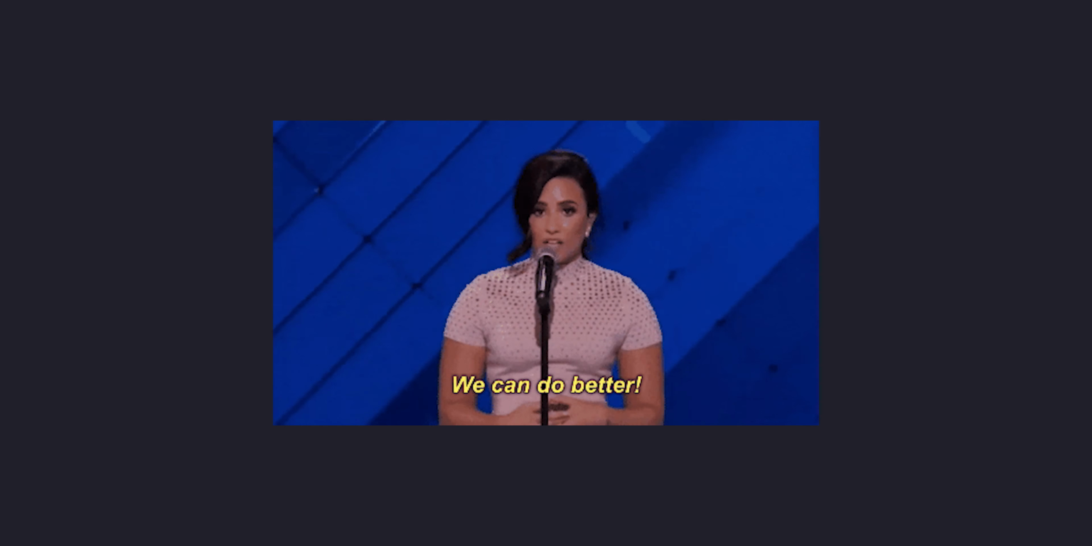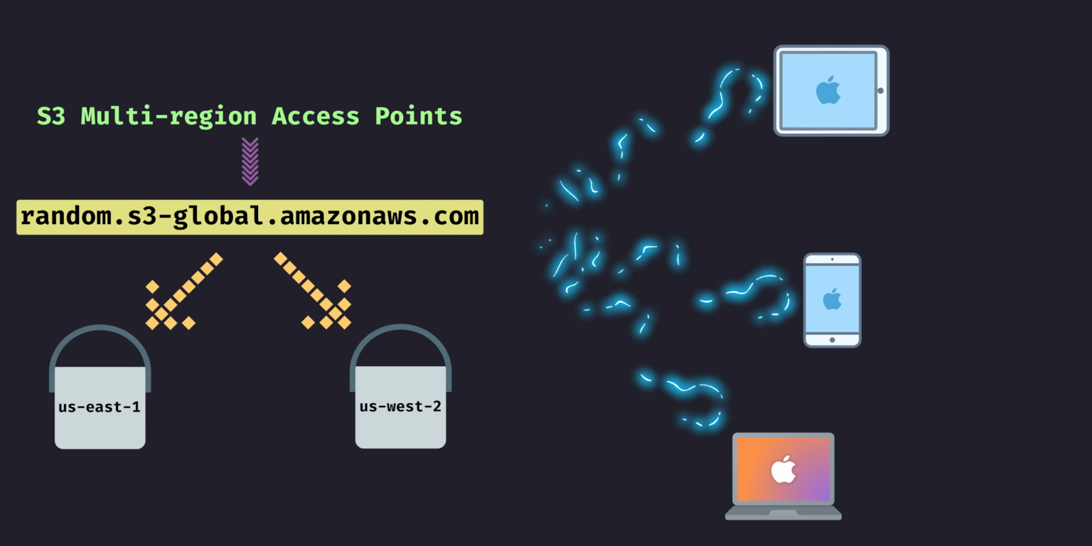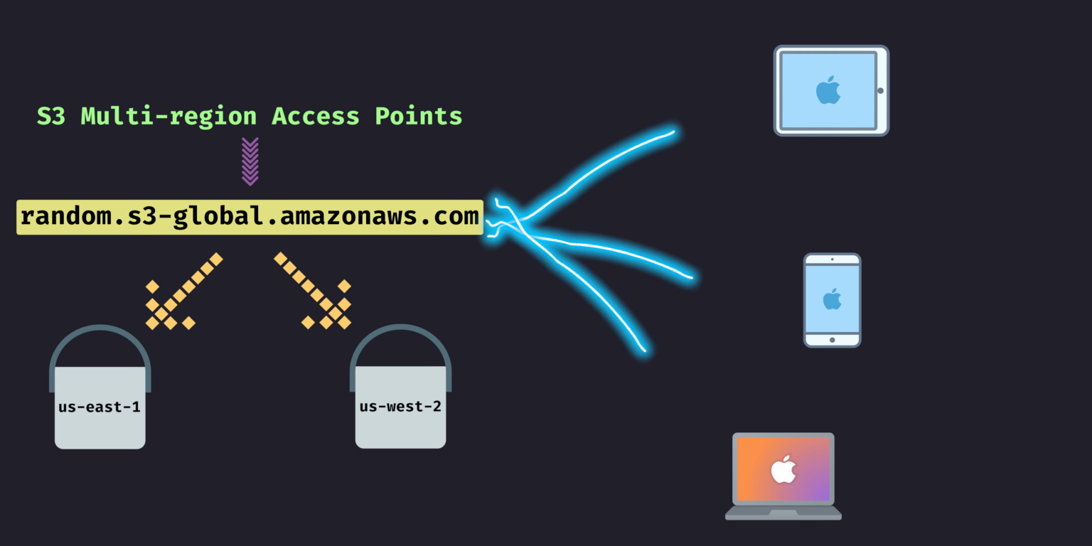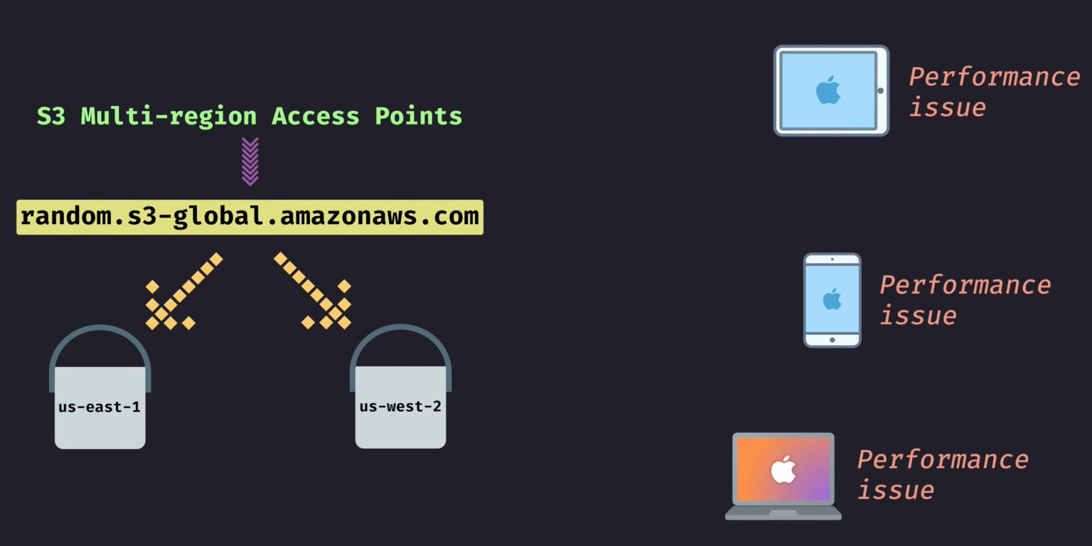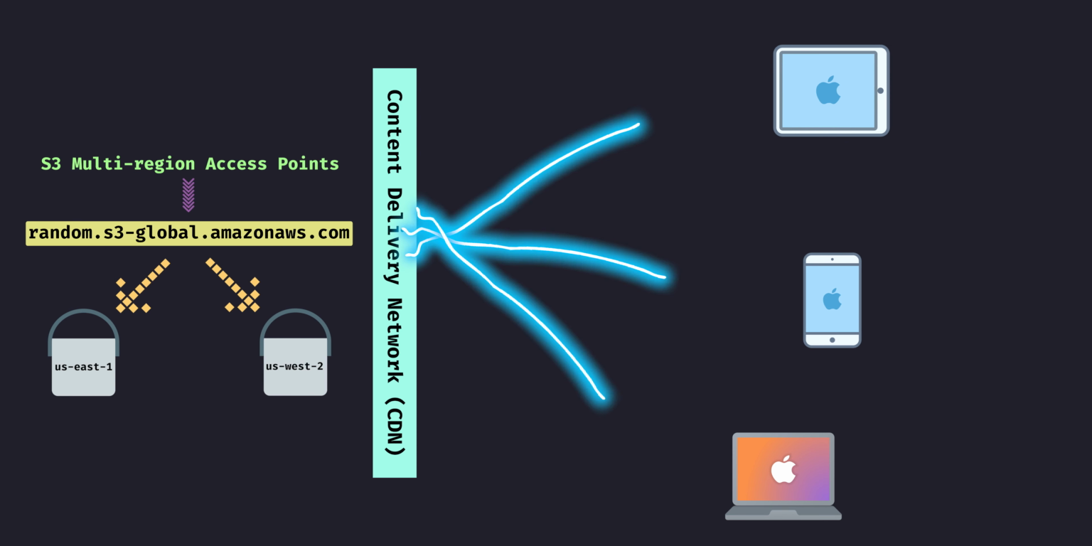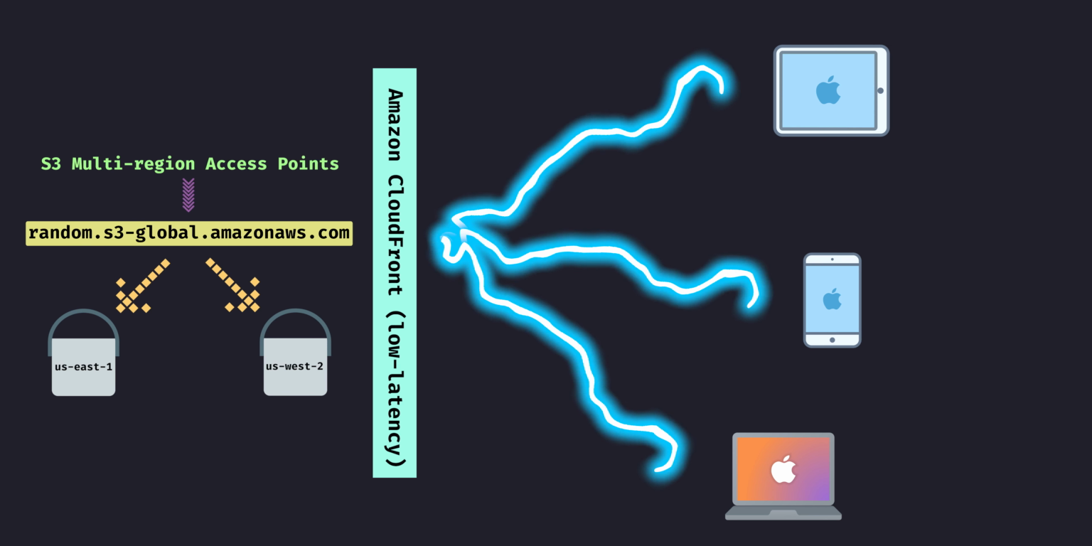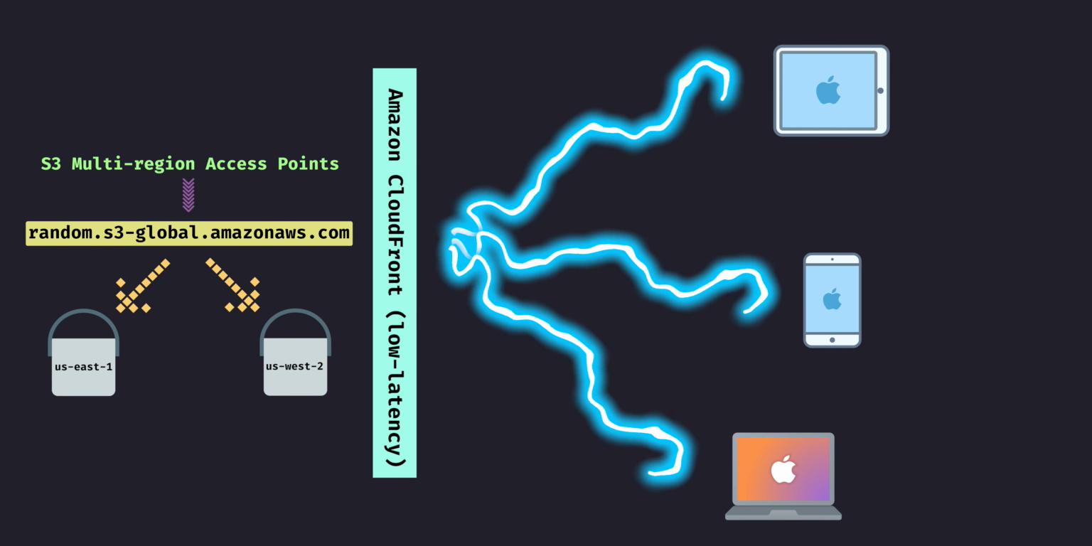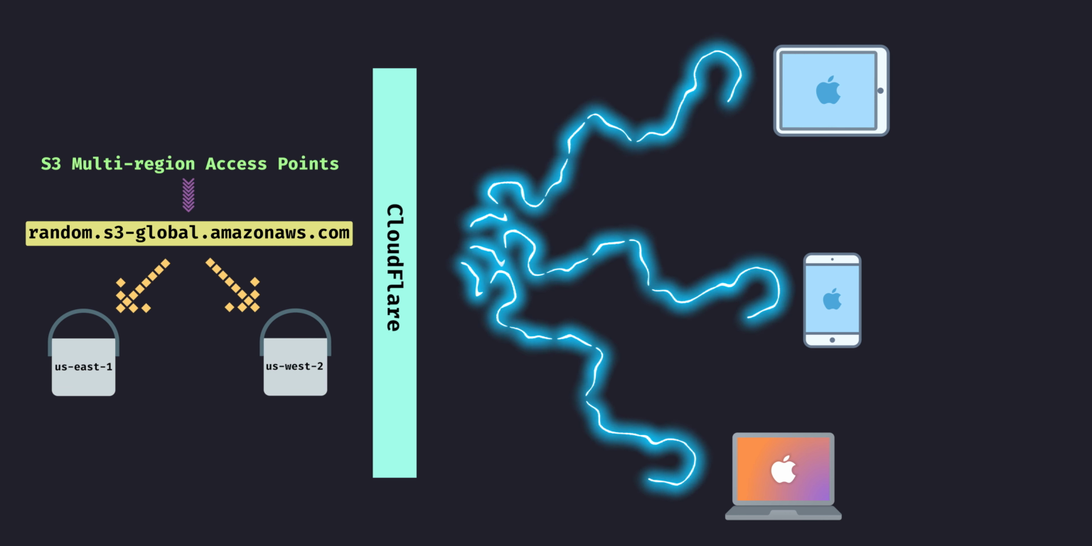But we can further improve speed because generally serving a file directly from S3 can have performance issues. A common practice is to put a content delivery network or CDN in front of S3 to help speed up the distribution of your static and dynamic web content. CloudFront is a CDN service offered by AWS, but there are other popular options as well.